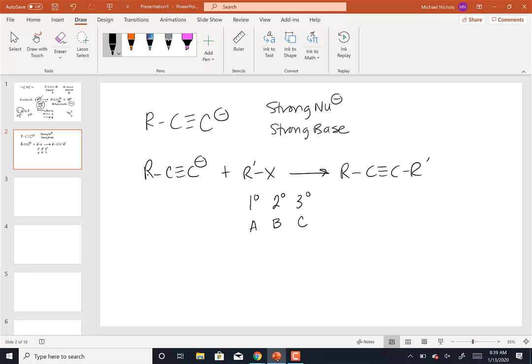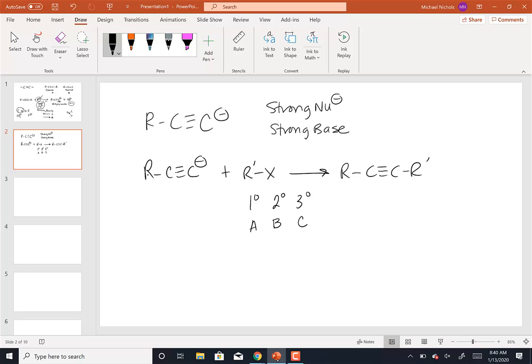Let's talk about whether it will do that. Well, let me ask another question. If you said that for primaries and secondaries this reaction will go, what mechanism was that? SN2. So our choice here is either SN2 or E2. That's our choice. Now, for those of you from last semester, we made a chart. I will redraw that chart and I will put it in the folder for today. But here's what we know.